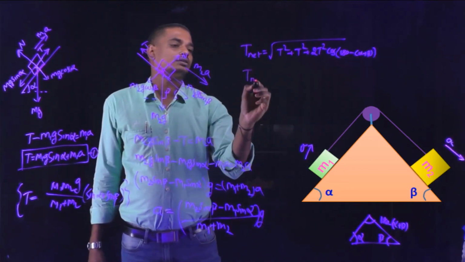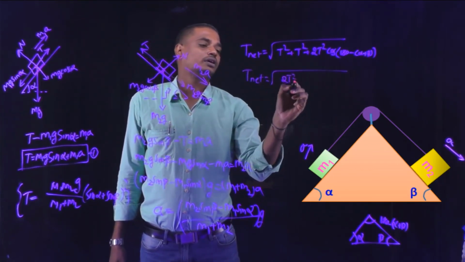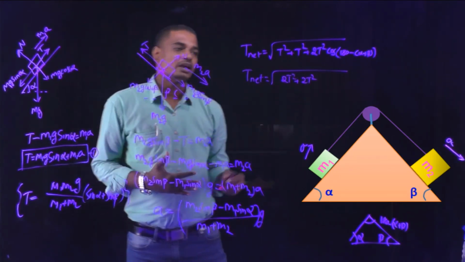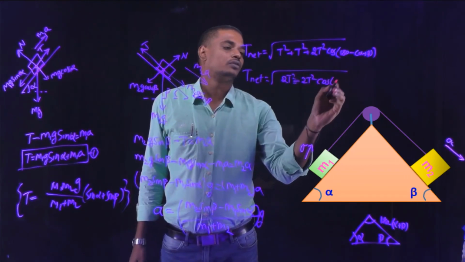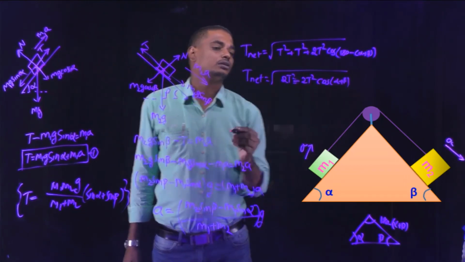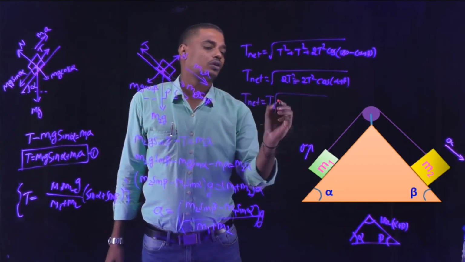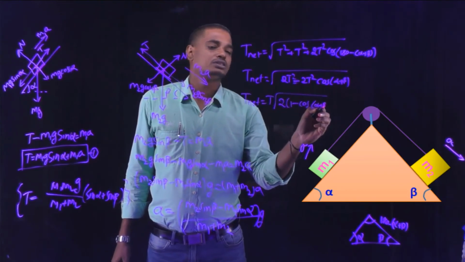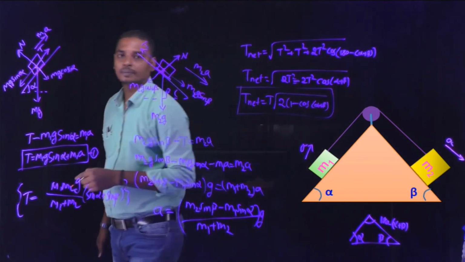Therefore, T net is equal to root over T square plus T square, that is 2T square plus 2T square cos(180 minus theta), which is minus cos theta. So your equation will be minus cos of (alpha plus beta). So T net is equal to T into root over 2 into (1 minus cos(alpha plus beta)), which is the net resultant thrust over the pulley.